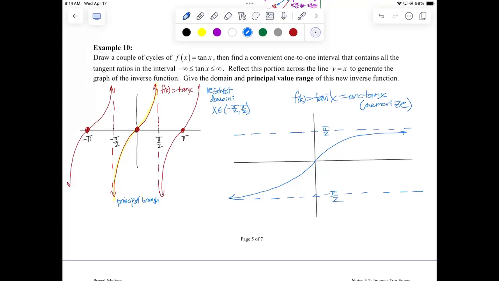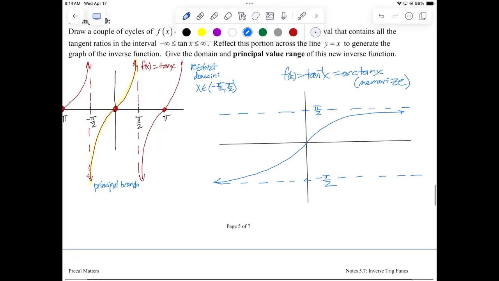This one is important to memorize, especially if you go on to take calculus, because this one shows up quite a bit. All right, what is the domain of this function? It's the range of tangent, which was all real numbers. Yeah. So this one has an unrestricted domain, which means what ratios are allowed? All ratios, or any ratio. Yeah. All ratios are allowed. What's the range? What angles do we get out here? We only get out the angles between negative pi halves and pi halves, non-inclusive.